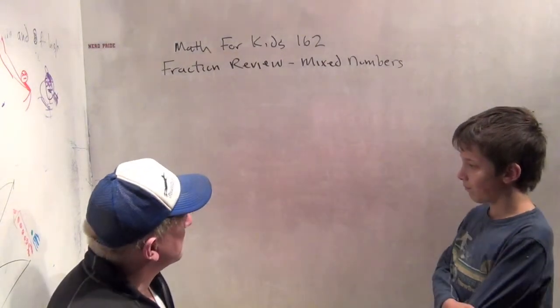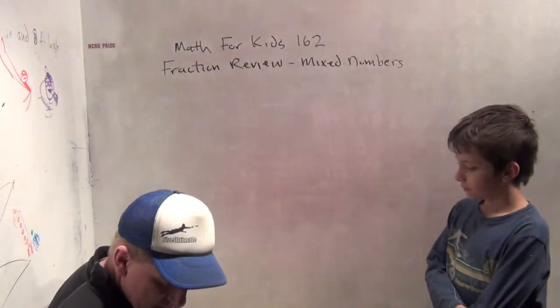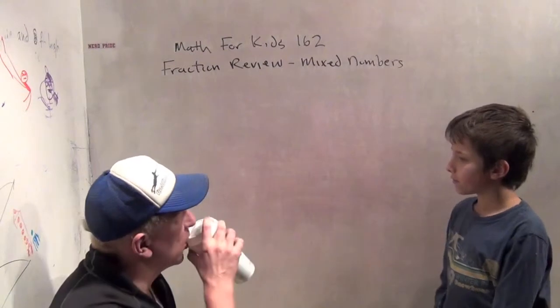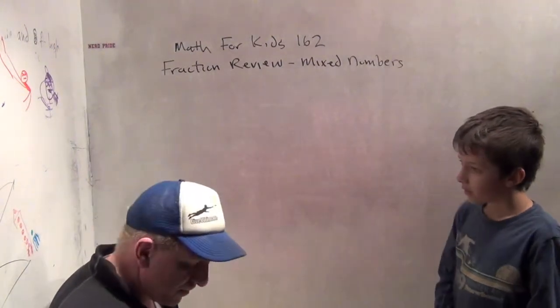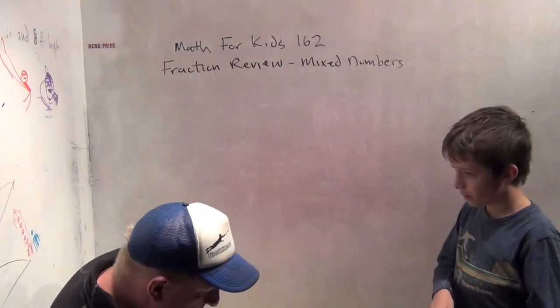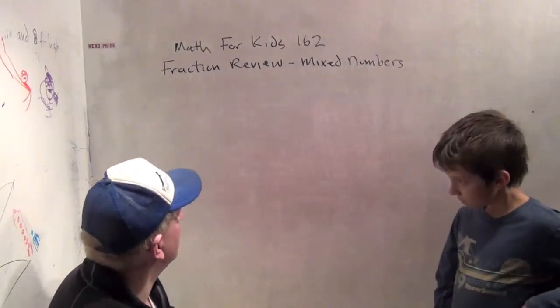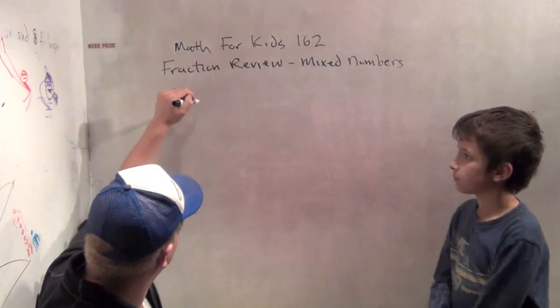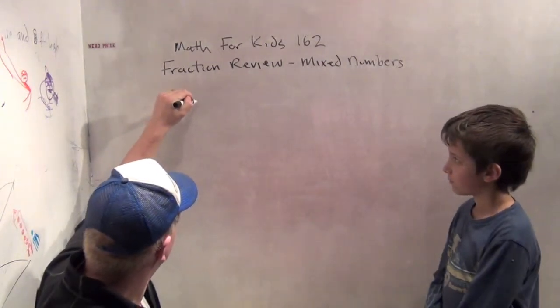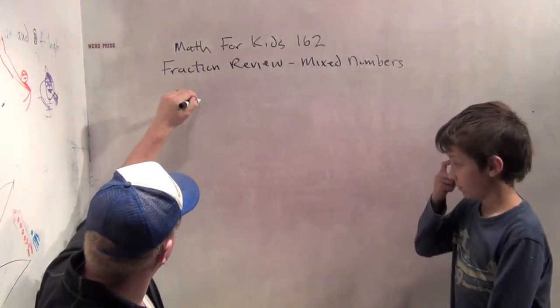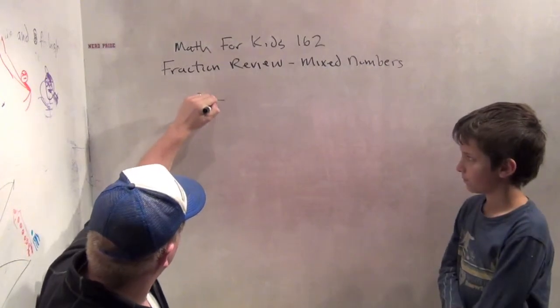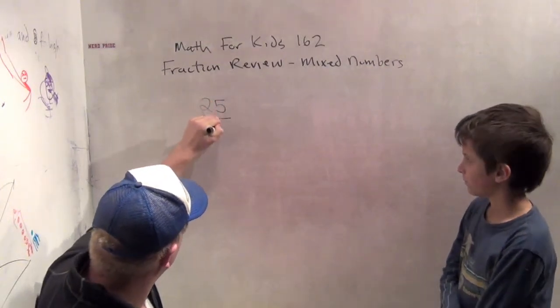Okay, so mixed numbers. What are mixed numbers? They're fractions bigger than 1. They're fractions where the numerator is bigger than the denominator. They might be negative, they might be positive, but we're going to talk about positive numbers mostly. So it might be a number like 25/4.